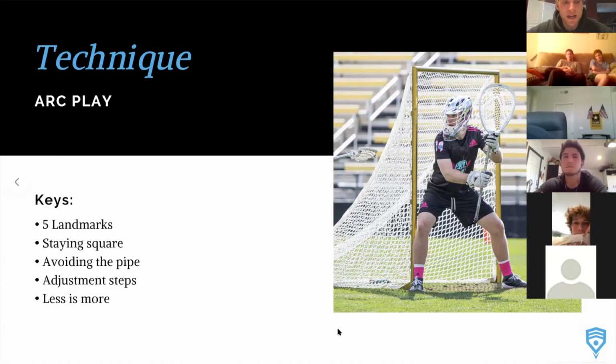Last 2 here, adjustment steps. Okay, try to limit those as much as you possibly can. All right, I know there are times where you have to take little adjustment steps, but my rule of thumb is, if I can stay in one of my 5 spots, then that's an advantage for me. The more I'm moving, the more of an advantage the shooter has. The less I'm moving, the more of an advantage I have as the goalie over the shooter. And we touched on this last one, less is more. The less you can move, the better off you'll be. The more you move, the more room for error there is, and the more likely you're going to be out of position when there's a shot.